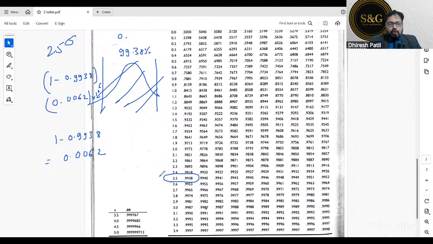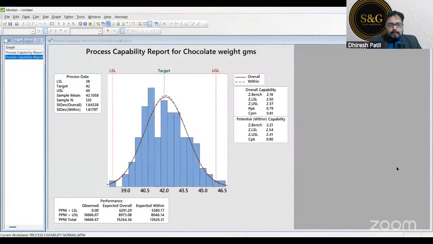Now go back to that data. So you will find it is 6291, which is expected overall. Can you see ppm 6291? It is actually software has calculated with all the decimals. Okay, it has not rounded off it. So it is precisely 6291. Are you understanding? So overall, we have got 6200. Just type yes in the chat box.